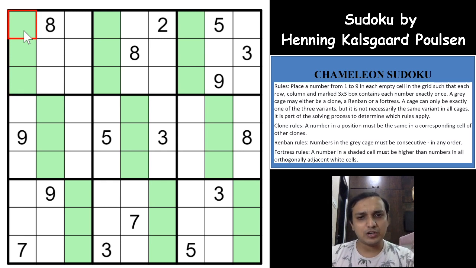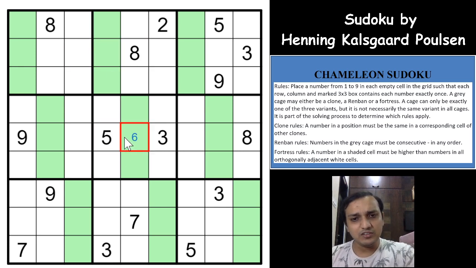And the second is the fortress rule. According to the fortress rule, the number in the shaded region will always be greater than the orthogonal white cells. So not the shaded cells, but the orthogonal white cells. For example, if you see this cell, you can have a 6 here which is greater than both of these white cells, and you can still have a 7 here which should be greater than all of these three white cells, but not necessarily this shaded cell.